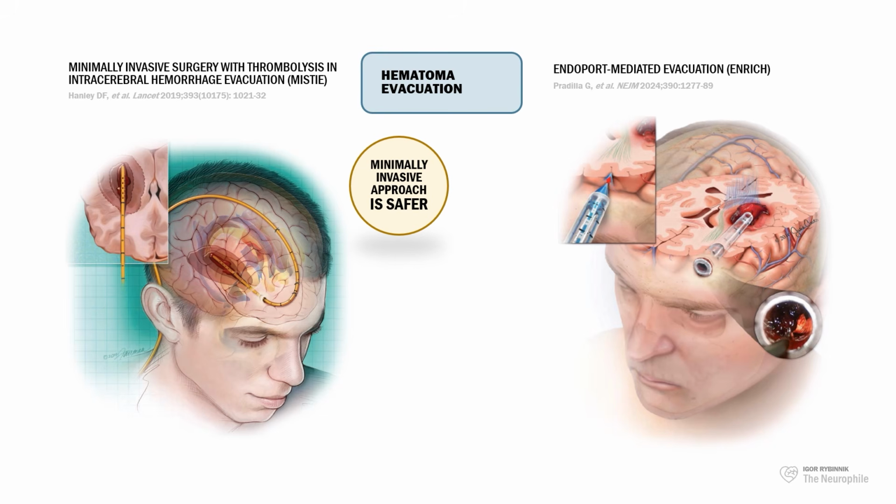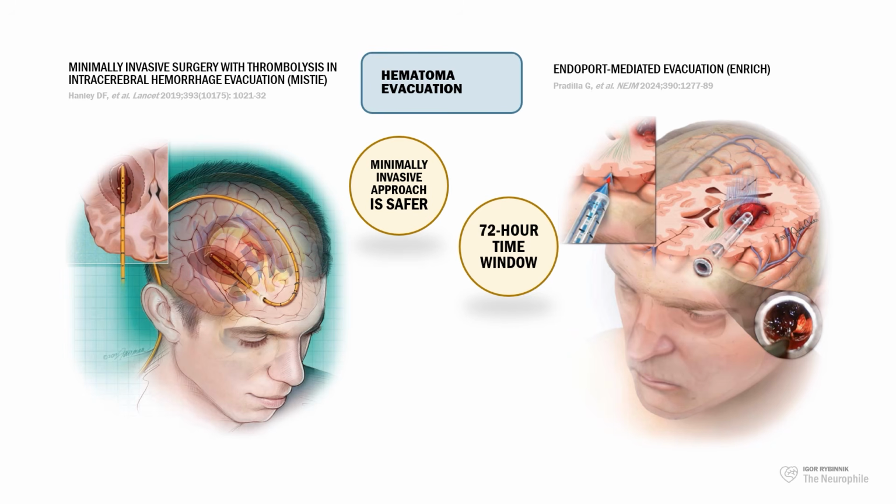MISTIE involves infusing small doses of TPA directly into the hematoma through a small, soft catheter, allowing the blood to gradually dissolve and drain passively over the course of several days. ENRICH uses a larger port, which allows direct visualization of the hematoma and its removal by suction.